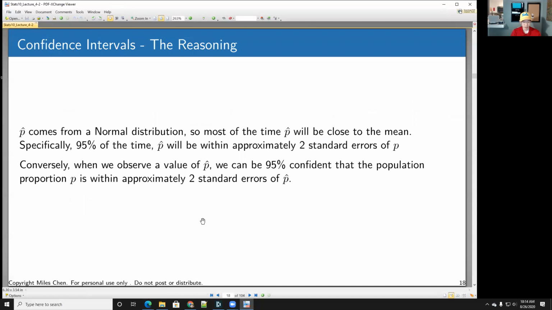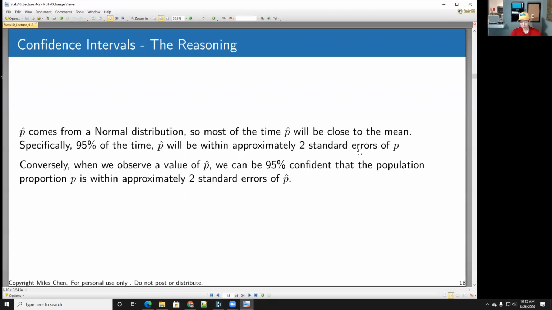Okay, and we looked at confidence intervals on Monday, and the reasoning behind a confidence interval is that we know that our sample proportion p hat comes from a normal distribution, which means that when you draw values from the normal distribution, most of the time the values are close to the mean. So most of the time, when we draw a random sample, p hat is close to the mean, which in our case is the population proportion p.